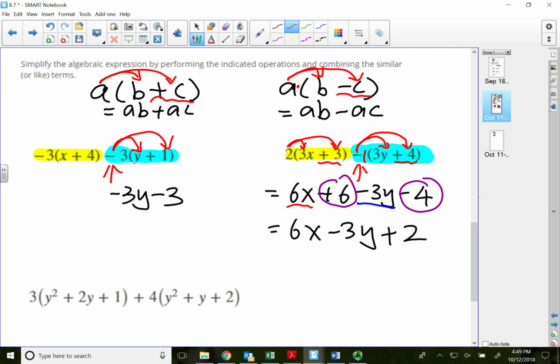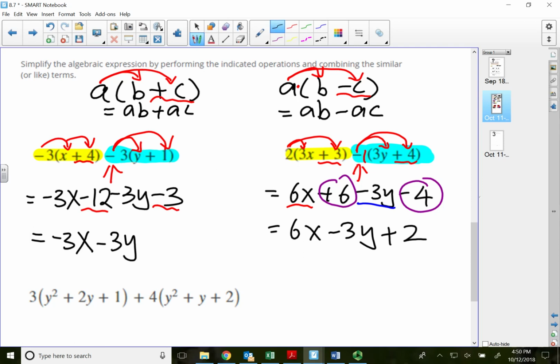And you never type plus and negative on the homework. It will never count right. All right, my first term distribute: negative 3 times x is negative 3x. Then negative 3 times positive 4 is negative 12. Just like the one on the right, the only like terms I have to combine are negative 12 and negative 3. My first term is still negative 3x, because we go by alphabetical order. My second term is negative 3y. My constant term is negative 12 minus 3. Terms with the same sign we add, so that would be negative 15. That's my answer.